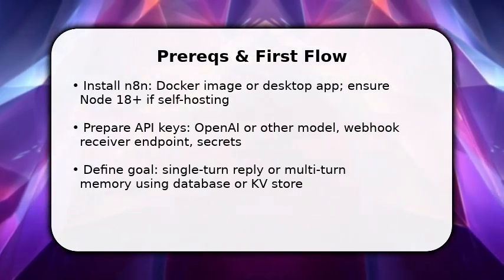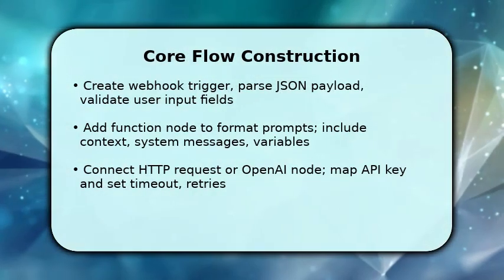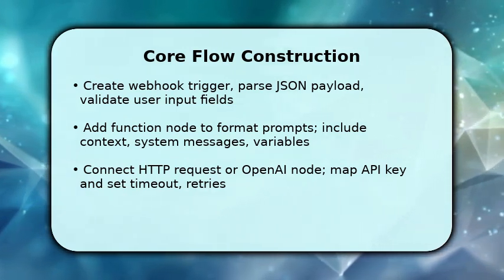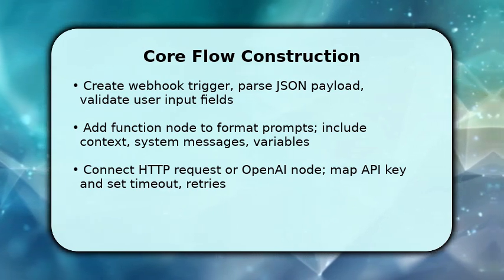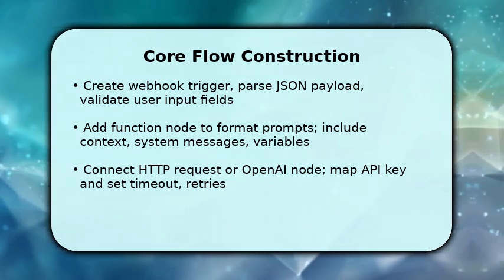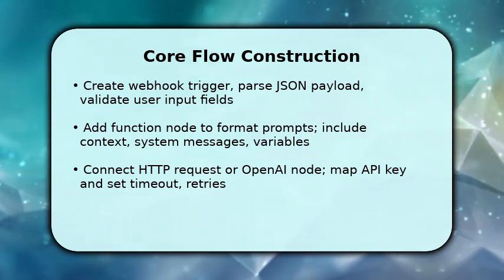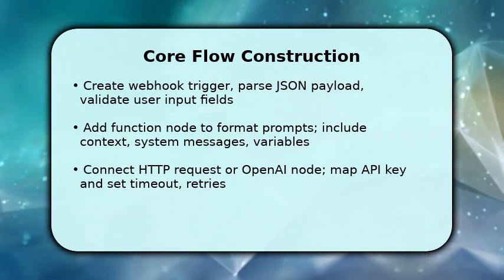You now build the central flow. Start with the webhook trigger and immediately parse and validate the incoming JSON so bad input is rejected early. Next, use a function node to assemble the prompt. Combine system instructions, recent messages from memory, and the user's text, so your model receives clear context.